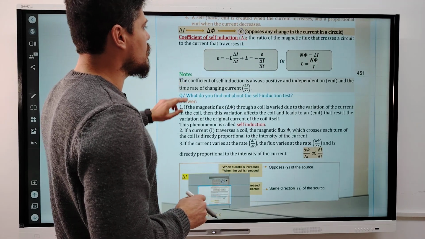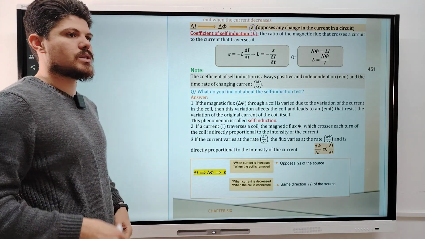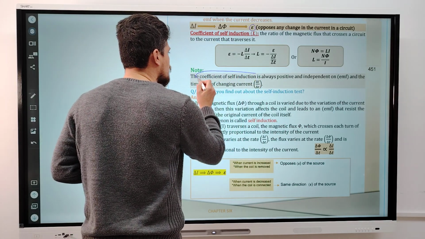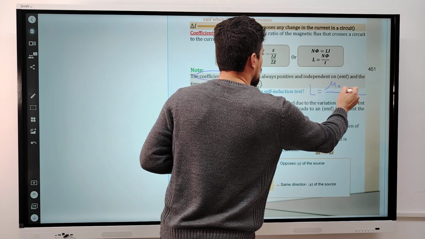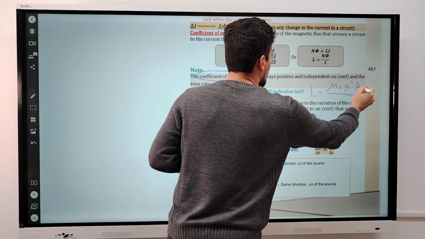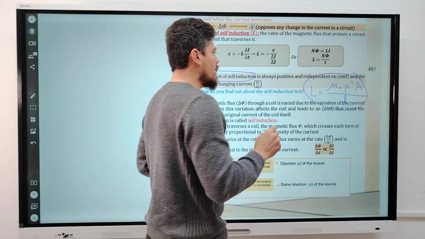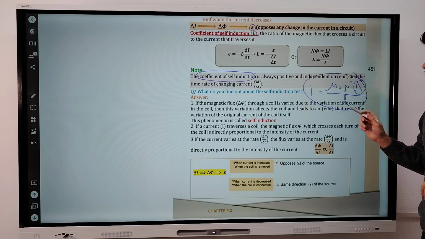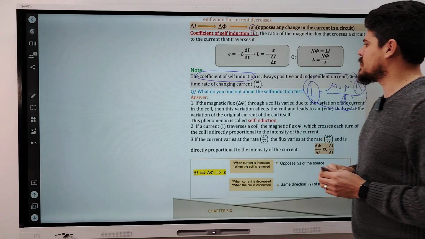The coefficient of self-induction is always positive because it does not depend on the change in the current. The coefficient of self-induction, L, we proved, is equal to mu naught N squared A over l. Mu, permeability, is always positive. Number of turns is also always positive. Area is a scalar, always positive, and the length is positive. That is why L can never be negative.